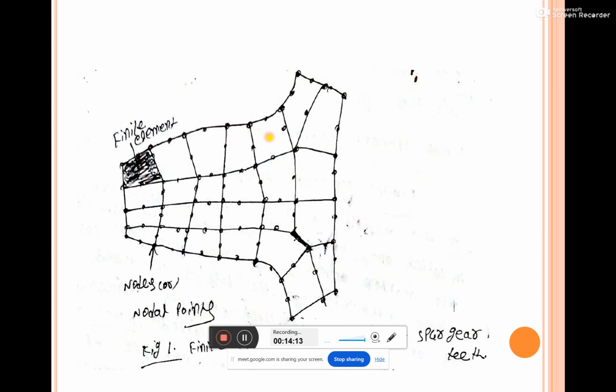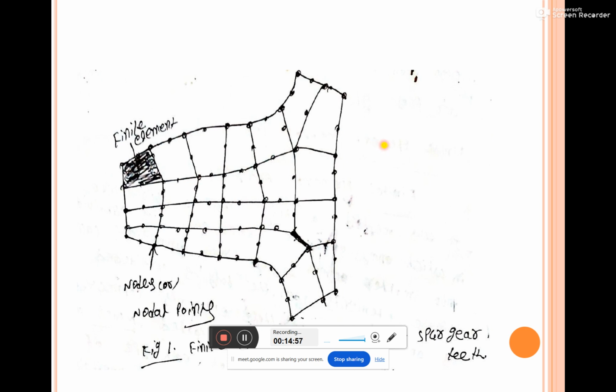The element shape may be some bar element or beam element, or sometimes a quadrilateral element. Here you can see these are quadrilateral elements. Otherwise you can use a triangular element. You can divide this particular thing. Dividing this entire model into small elements, small parts, is known as discretization.